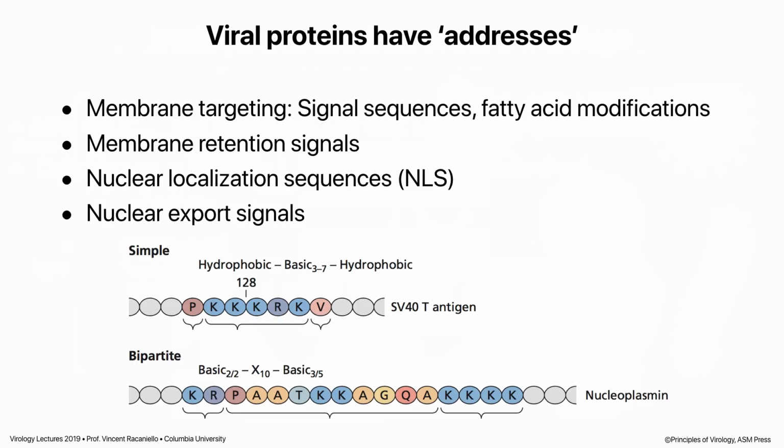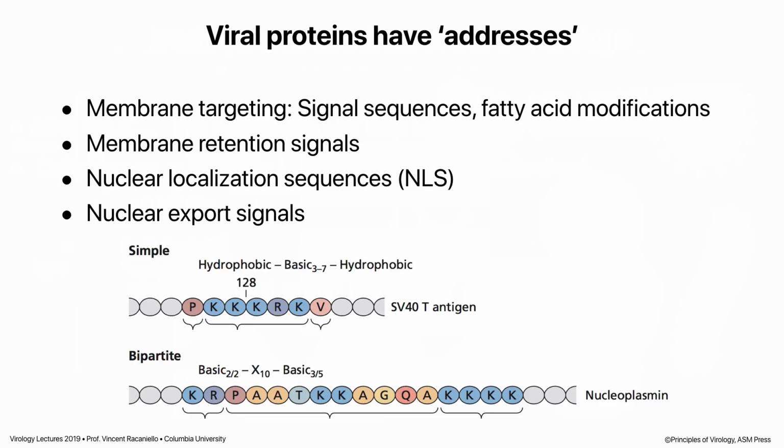A key aspect of assembly is that proteins have addresses to send them to the right place. Some people call these zip codes. These include membrane targeting sequences like signal sequences, where if a protein is bound to be secreted or placed in a membrane, it has a signal sequence. It's translated in the rough endoplasmic reticulum, and the signal sequence guides the protein into the rough ER. And of course, those are at the N termini of proteins. They're removed after they're translated.